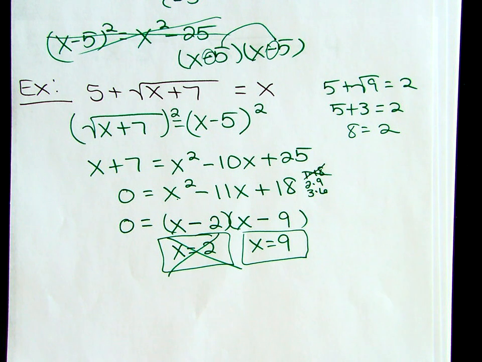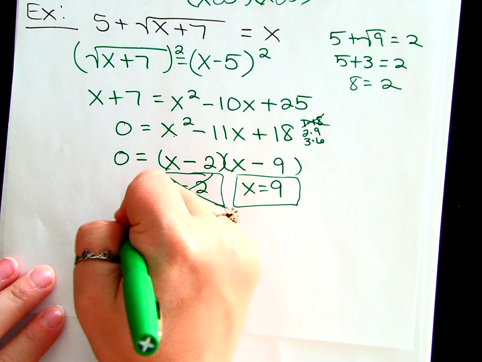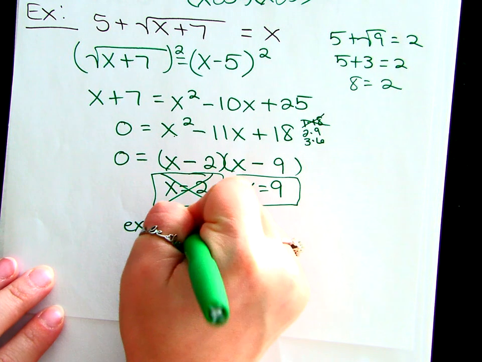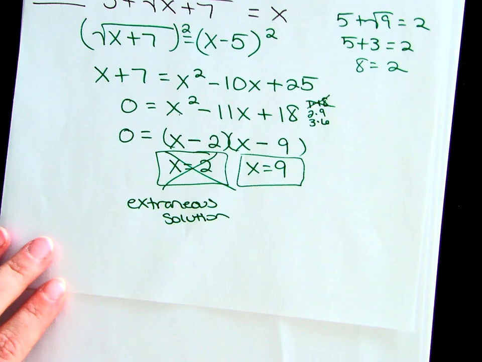We call these extraneous solutions. Oh, I guess you can't see that where I marked it out. This is an extraneous solution. Extraneous solution. It's a solution that algebraically you get, but then when you test it, it doesn't hold up.